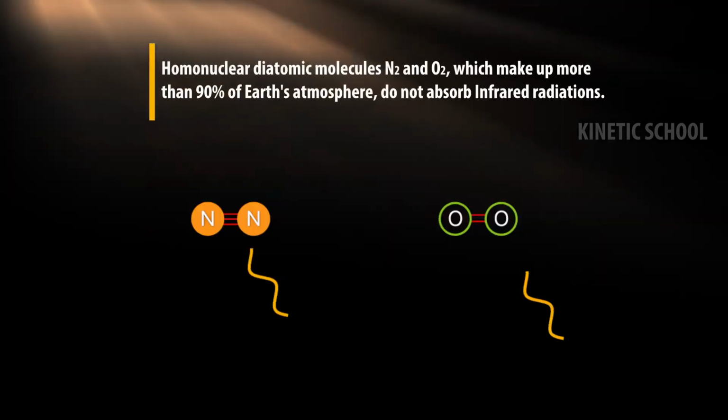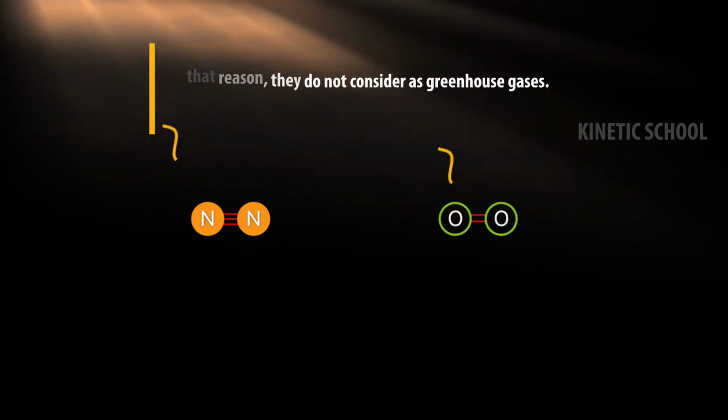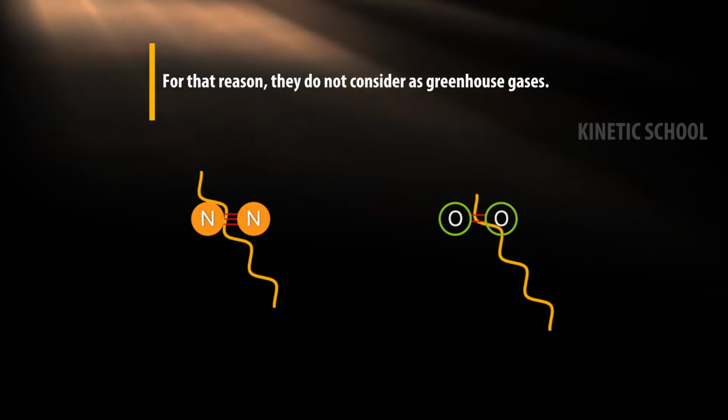But homonuclear diatomic molecules, nitrogen and oxygen, which make up more than 90% of Earth's atmosphere, do not absorb infrared radiation. For that reason, they are not considered greenhouse gases.